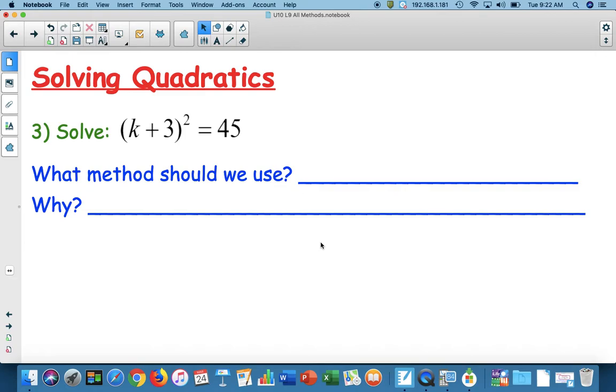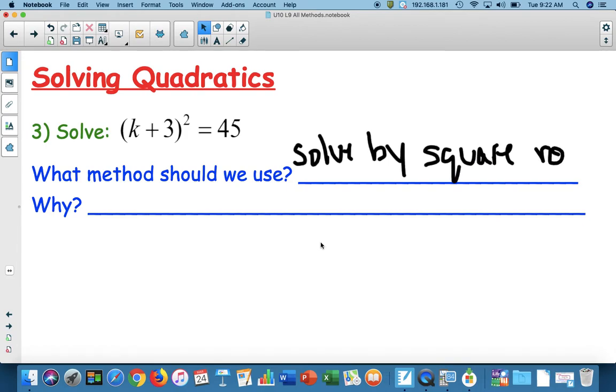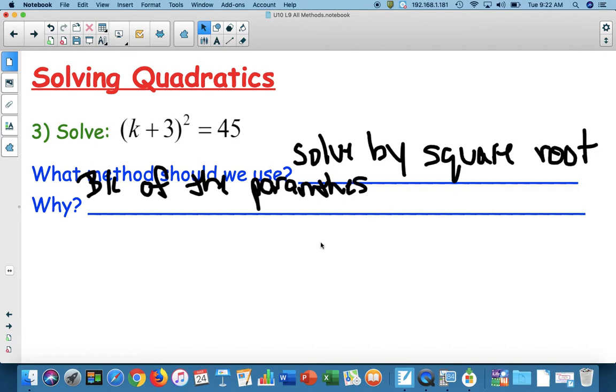So what method are we going to use? We're going to solve by square rooting. And plain and simple, why? Because of the parentheses and exponent.